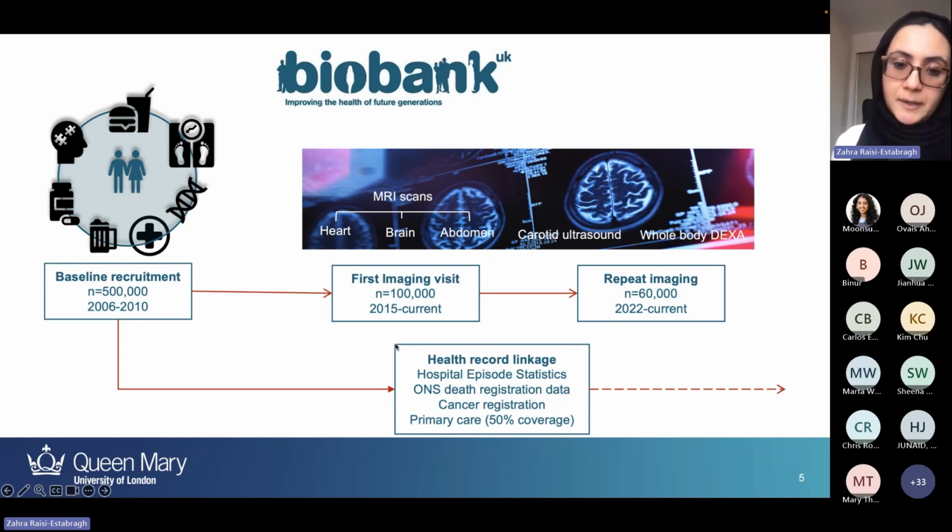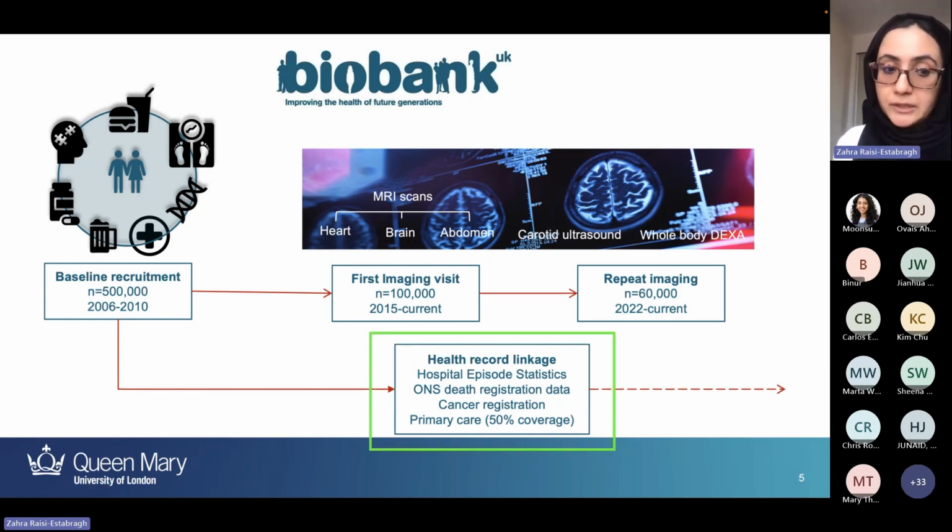Importantly, the UK Biobank has established extensive health record linkage for all of its participants, and this includes linkages to hospital episode statistics, death registration data, cancer registration, and primary care data. And this information is periodically updated by the UK Biobank and allows prospective tracking of incident health events for the entire cohort. And this information about health outcomes can be linked back to everything that was collected at the baseline visit, as well as all the information that's been collected at the imaging visits.